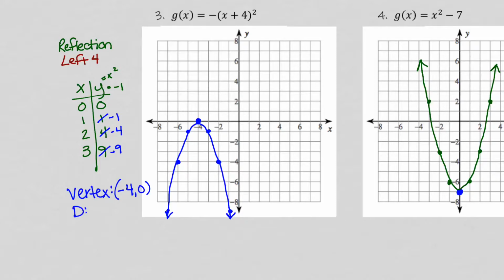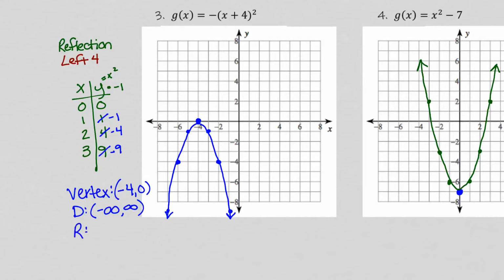Our domain still has the arrows on the ends going left and right. So it's all real numbers. -infinity to infinity is how we write that in interval notation. Though big ideas might just say all real numbers, we need to make sure that you know the interval notation, because that's what you'll see on the ACT and things.